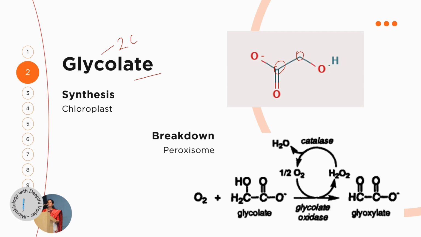the difference here is that glycolate is actively synthesized in the chloroplast. So in plants, during photorespiration. We'll not be getting into the details of this, but during photorespiration, the plant synthesizes glycolate. Photorespiration is actually one of the major carbon metabolism pathways that we find in plants and other photosynthetic organisms.